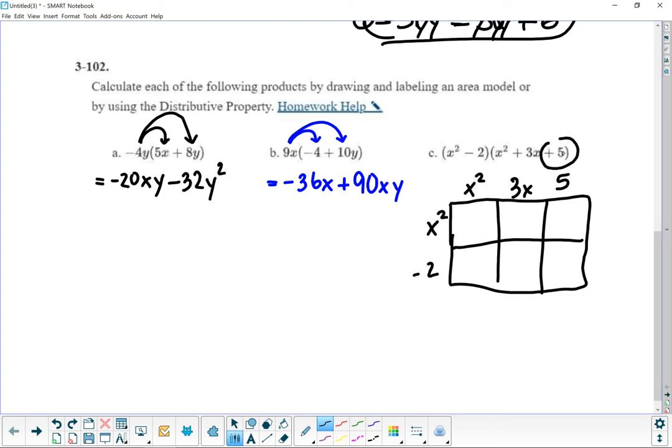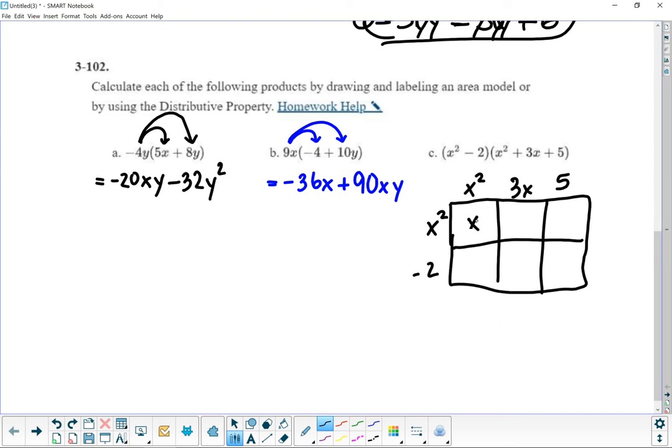And notice I didn't put the positive 5. I just put 5, but you could put plus 5. And there is no difference. Okay. There is no difference. Nothing wrong with putting plus 5 behind the 3x. But I just chose to put 5. And you can do it either way. Right? Just area model. So multiply it out.